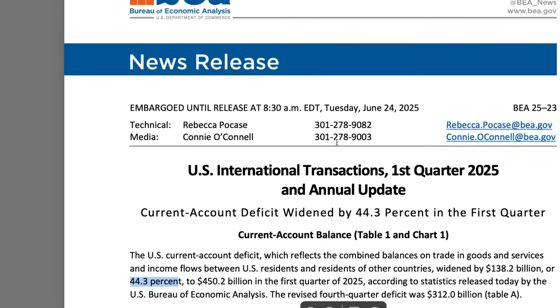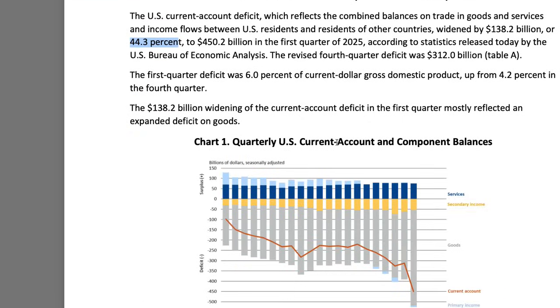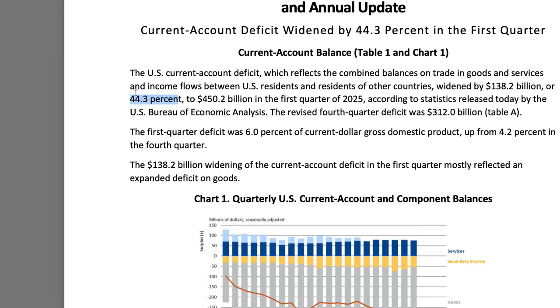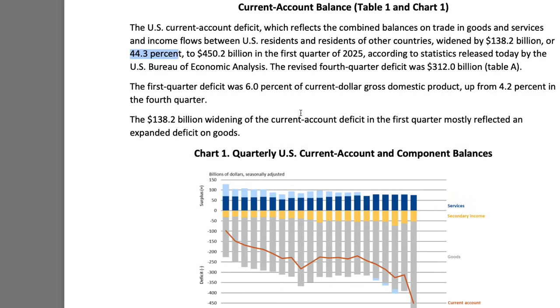Here is the last current account report. And there's a couple notable points here. The current account deficit, put another way, the trade deficit, increased by 44% to that $450 billion for the first quarter of 2025. Now, they note that this makes up 6% of GDP.